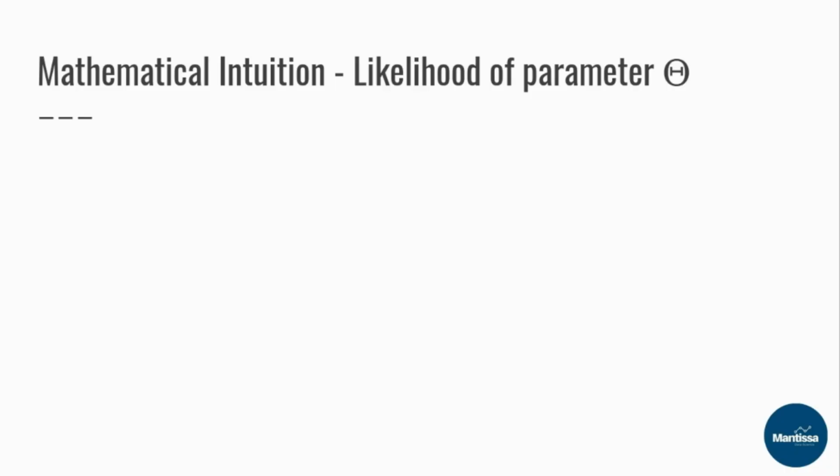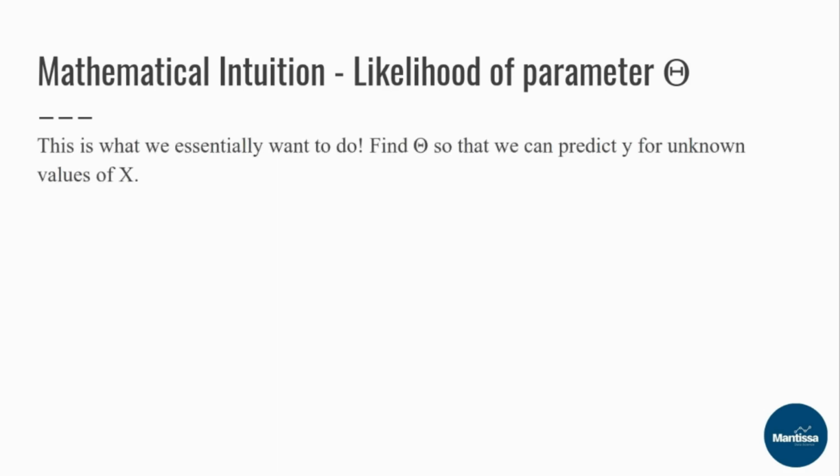We'll start by estimating the likelihood of parameter theta, because this is what we essentially want to do: find theta so that we can predict y for unknown values of x. I'll keep repeating this. We want to find theta so that we can predict y for unknown values of x.